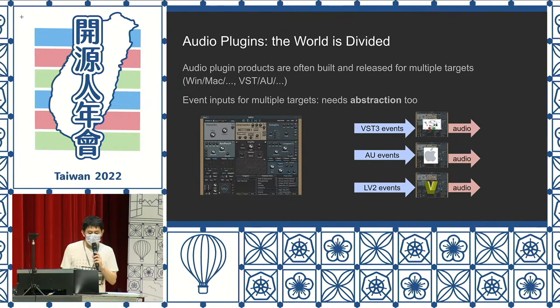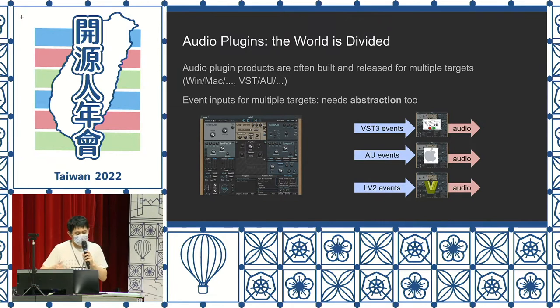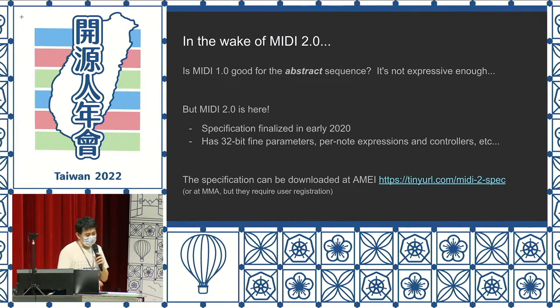And you know, the audio plugin world is so divided. There are a couple of audio plugin formats that people use. For example, VST3 or Audio Unit or Linux LV2, and they accept only their own kind of events, not MIDI events directly. So they have to be translated everywhere. Even one single audio plugin software, when compiled to each format binary on each platform, receives a different kind of event as binary data. So we need some kind of abstract representation of a musical event.